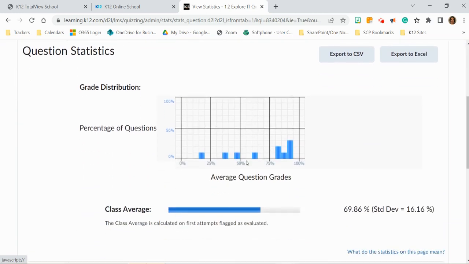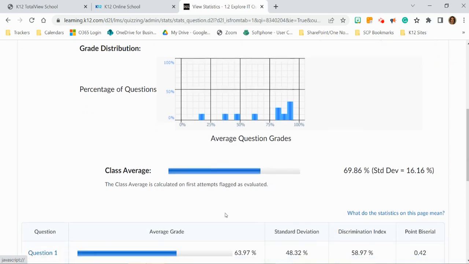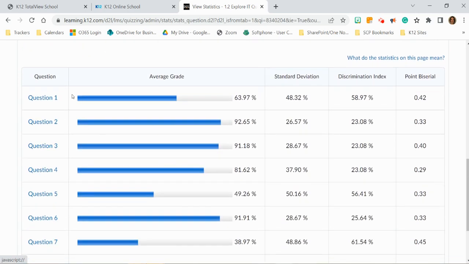If you scroll down the page, you'll see here again the average question grades for your students and your overall class average based on first attempt. So you see that number differs a little bit from the ones that we see on the overall user stats. As we keep scrolling down this page, you'll see each question on the left-hand side. And then in the middle here where it says average grade, you can see how your students performed on these questions as a whole. I don't really do too much with these three on the far right, so I'm not going to address those here. I'm going to really stick in this average grade section.